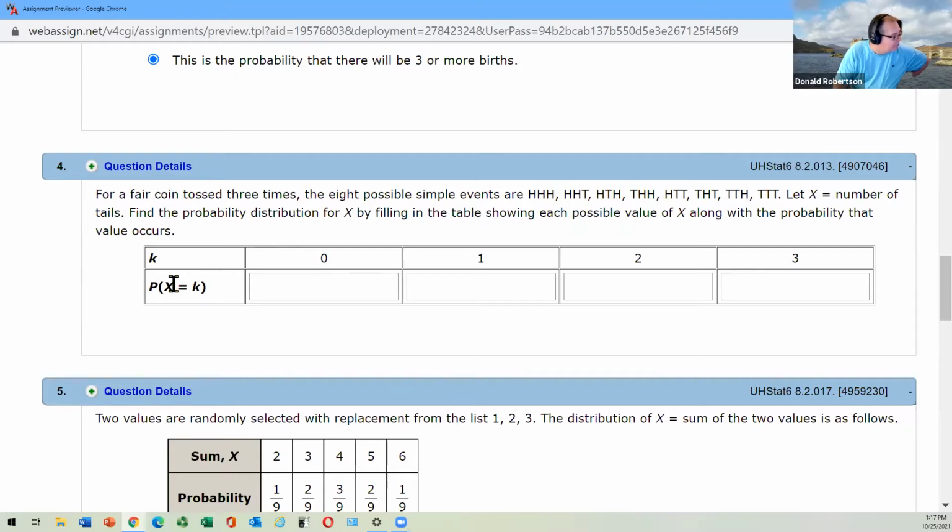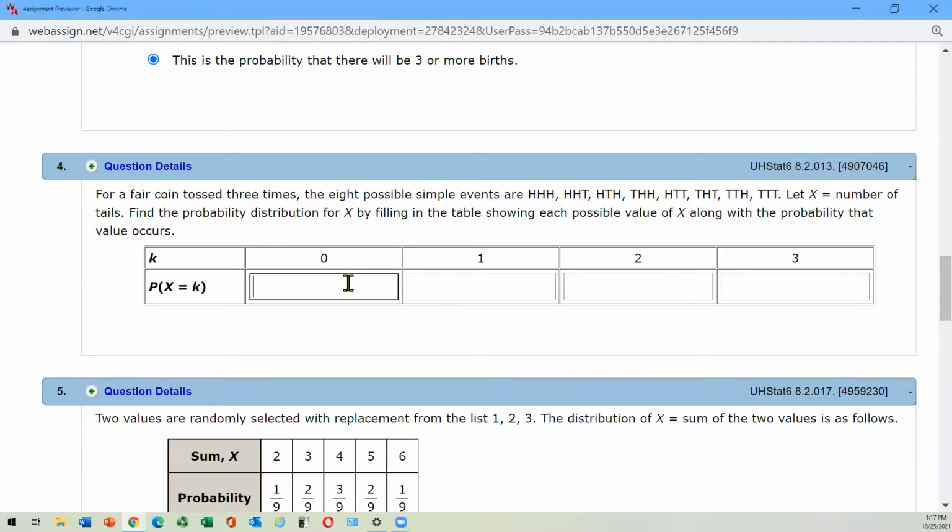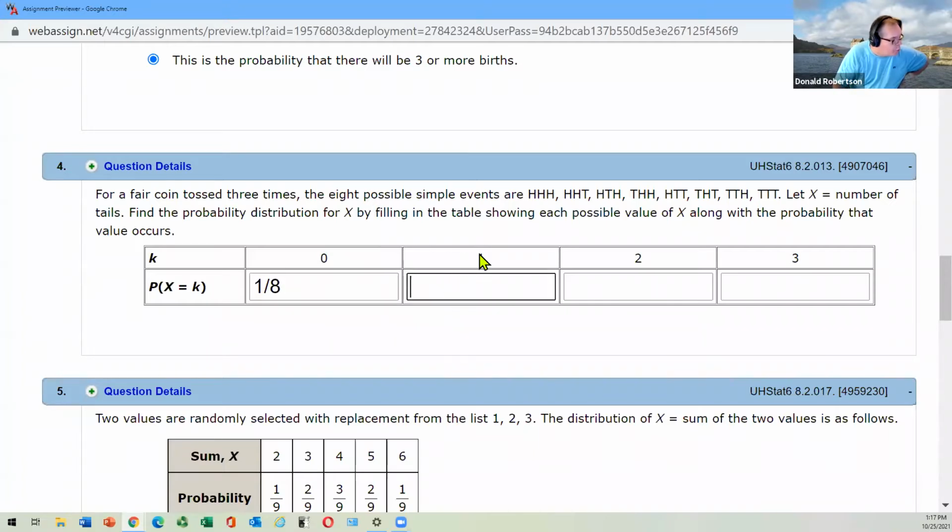So if someone says, what's the probability that x, the number of heads, is 0? Well, isn't the number of heads being 0 the same thing as that guy? 1 out of 8. Correct. 1 out of 8. Now, how about 1 head? Exactly 1 head. Oh, sorry, tails. Exactly 1 tail.